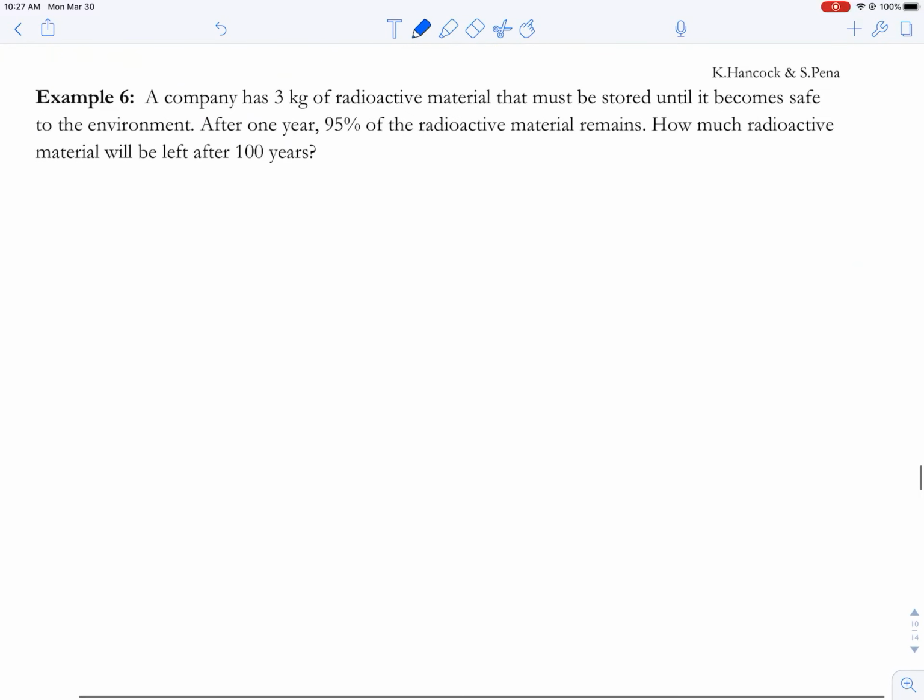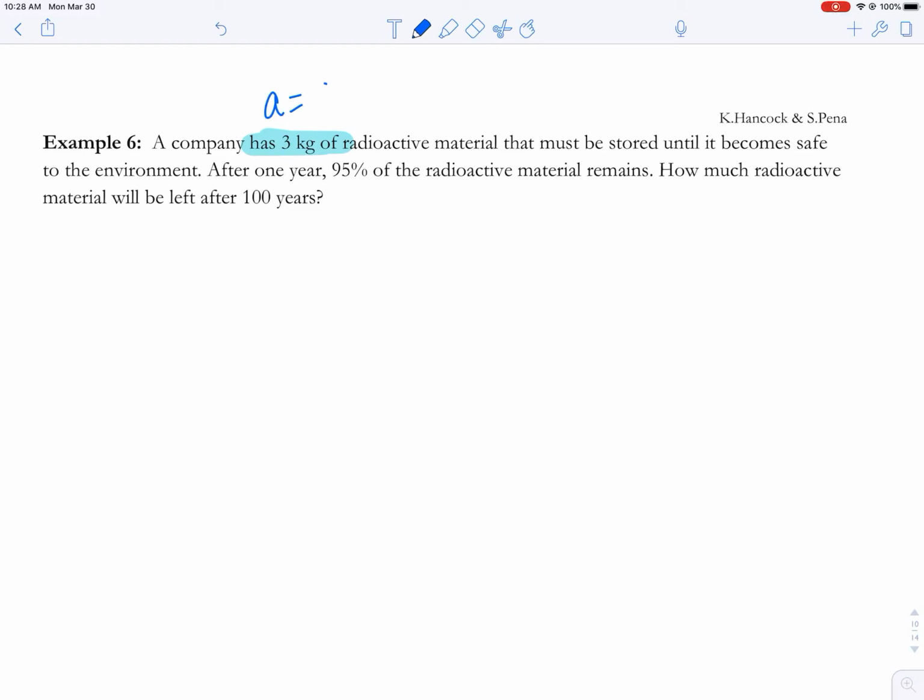Last example, example 6. So example 6 says a company has 3 kilograms of radioactive material that must be stored until it becomes safe after 1 year. So that 3 kilograms, that's going to be our A. That's our starting value. A equals 3. After 1 year, 95% of the radioactive material remains. So each year, we'd be multiplying it by 0.95. So that's our R. If they wanted to make it harder, they could have said that after 1 year, 5% is lost, and you'd have to work backwards and figure out that 95% is left.